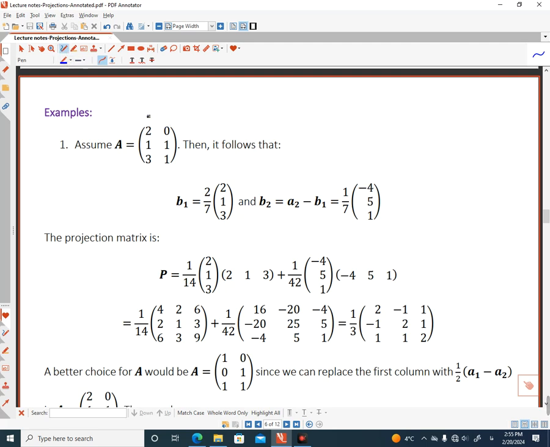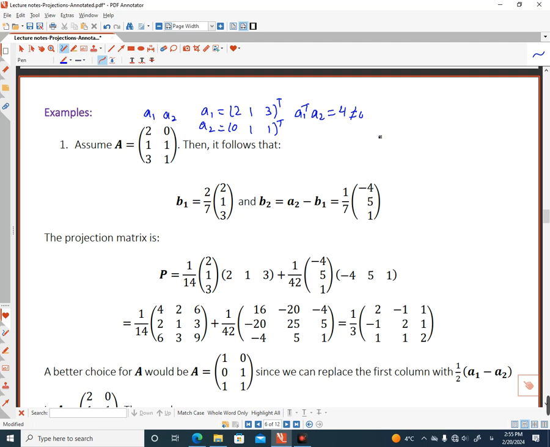If I denote this column with A1 and this column with A2, so A1 is 2 1 3, and A2 is 0 1 1, and I compute A1 prime A2, then it is of course equal to 4, which is not 0. So these are not orthogonal to each other.